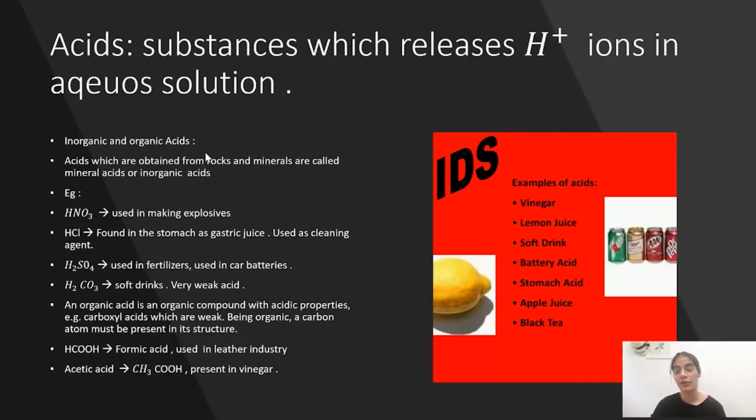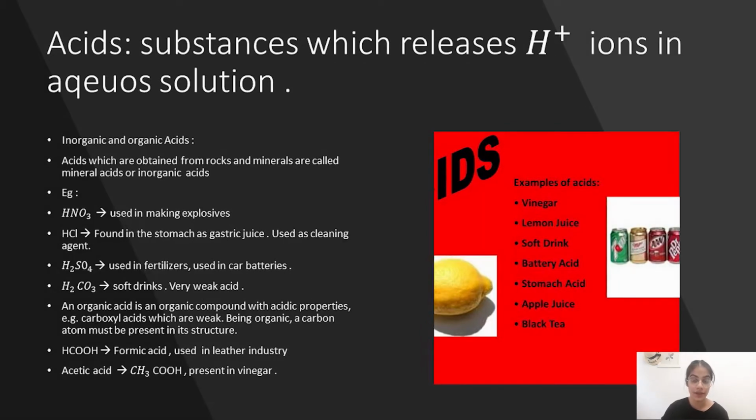What makes a compound organic is what we will study in later chapters. For now, you only have to remember this: two types of acids, inorganic and organic. Inorganic acids are derived from minerals and rocks. Organic acids have carboxyl groups in them. HNO3, HCl, H2SO4 and H2CO3 are the common inorganic acids, while formic acid and acetic acid, along with oxalic and tartaric acid, are the common organic acids.